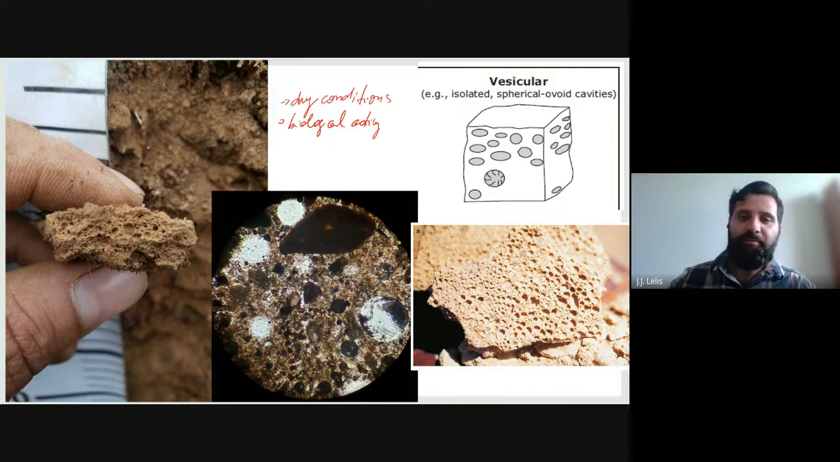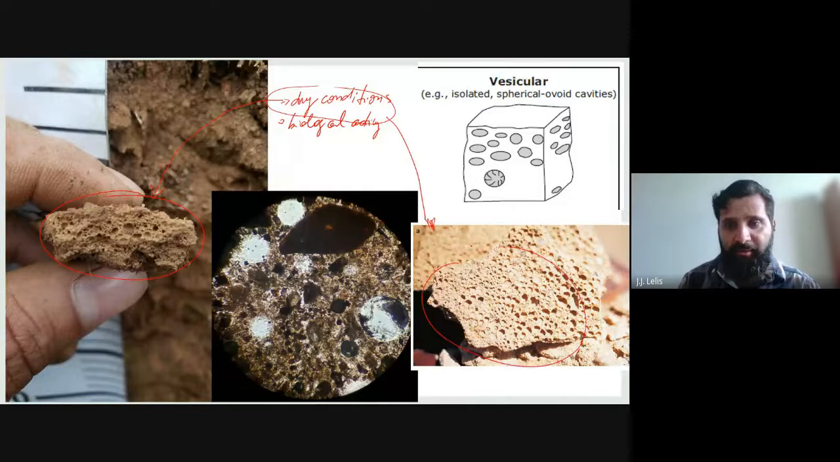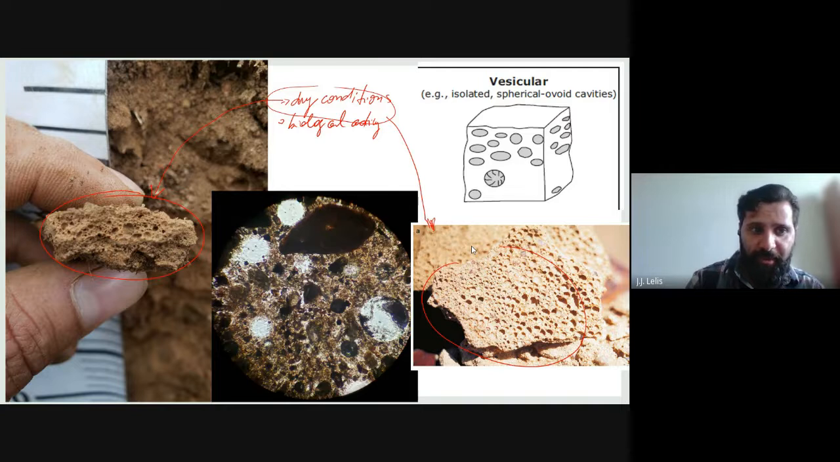because dry conditions is one of the conditions that we can measure this type of void. These two pictures, this one and this one, were taken in semi-arid regions. So the vesicular voids are related to dry conditions. So we can measure this kind of void when we have a high evapotranspiration, higher than the precipitation, okay?